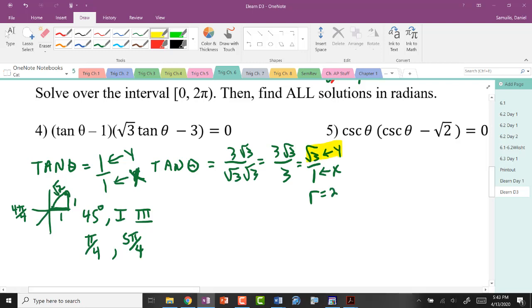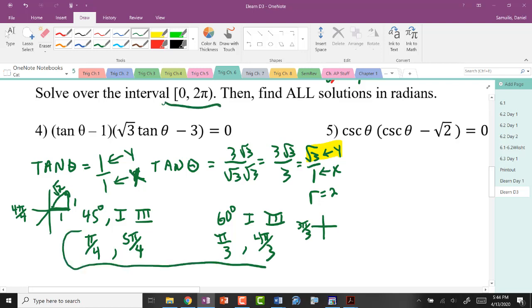Remember what we said? What is y? The side, and that is root 3, which is a 60. And then yet again, I kept them both positive, so this is going to be the 60s in 1 and 3, which are over 3s, which is a pi over 3, and in quadrant 3, this is 3 pi over 3, jump forward, and that's 4 pi over 3. Okay, so that is from 0 to 2 pi, all of the answers.